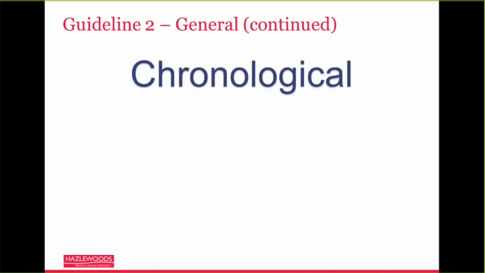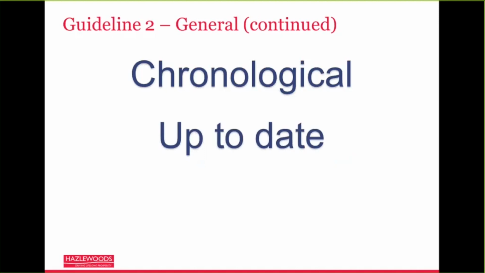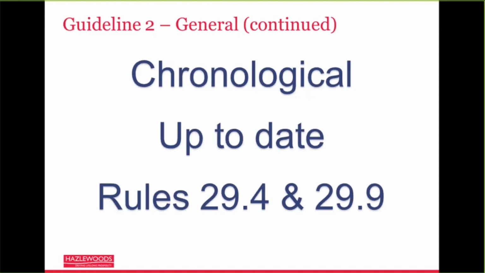Whilst the accounts rules do cover the protection of client money, they also cover all office transactions which relate to client-related matters. You must ensure that all entries are made in chronological order, i.e. that transactions are posted as they happen, and all of your entries must be kept up to date. 29.4 covers those office transactions, and 29.9 covers clients.